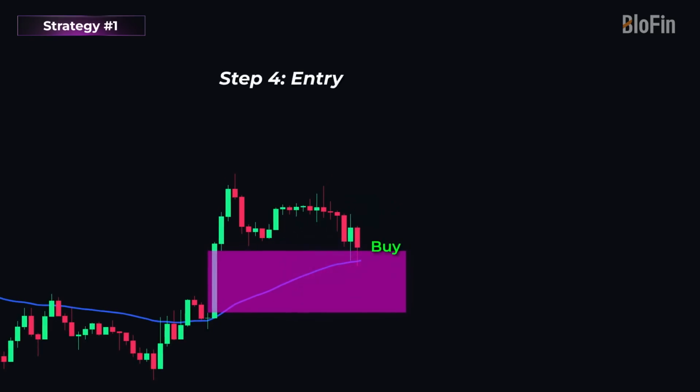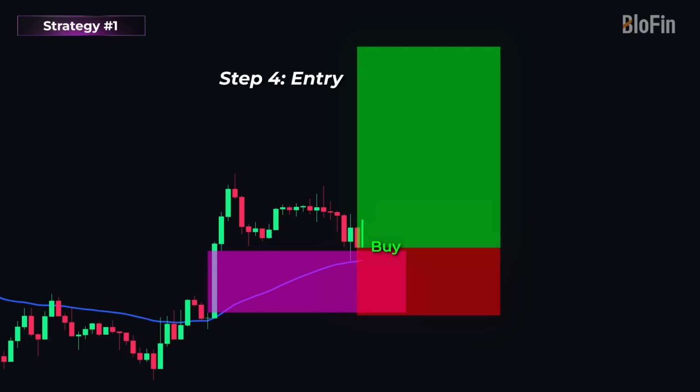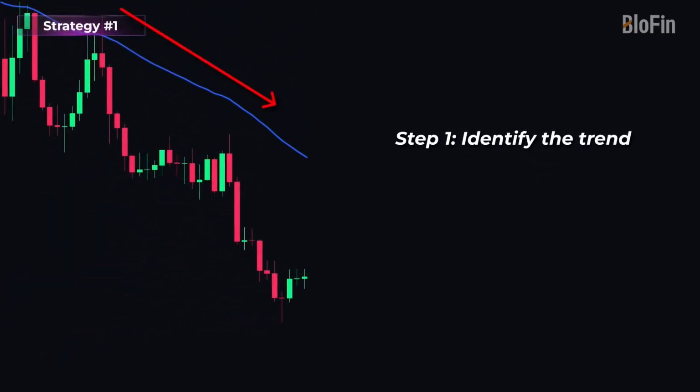From here, we can enter a long trade, with our stop loss placed just below the fair value gap and our take profit set at 3 times the risk. As you can see, price bounces perfectly and hits our take profit target. Let's look at another example. Here, we can see that the 50 EMA is sloping downwards, and the price stays below it, making this a clear downtrend.